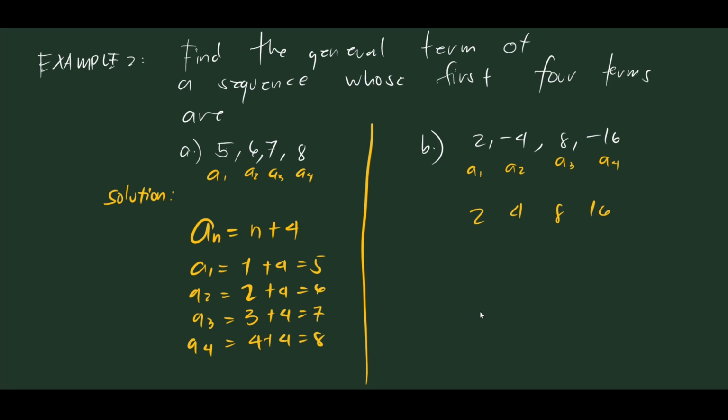How can we get this sequence right here? This is an exponential function, so you can raise it to n. You can get this using an exponential function. Say an is equal to 2 raised to n, because 2 raised to 1 is equal to 2, 2 raised to 2 is equal to 4, 2 raised to 3 is equal to 8, and 2 raised to 4 is 16. Now that we know that, how can we create these alternating signs?